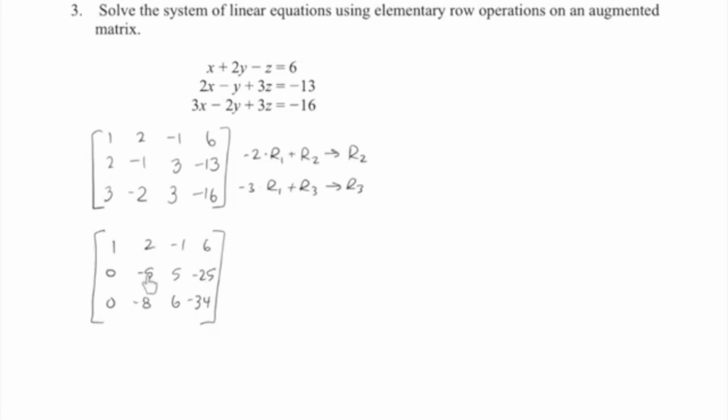Now I want to get a 1 right here. So if I multiply row 2 by -1/5, that's going to make a new row 2. So I'm going to write that over here to save some space. So that's going to be 0 times -1/5 is 0. -1/5 times -5 is +1. 5 times -1/5 is -1. And -25 multiplied by -1/5 is +5.